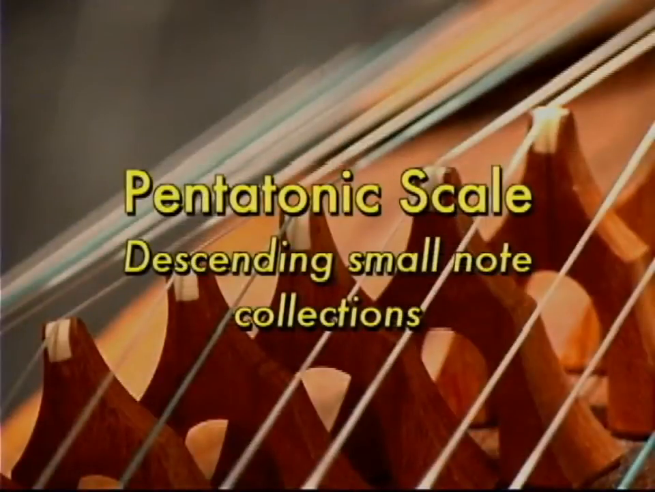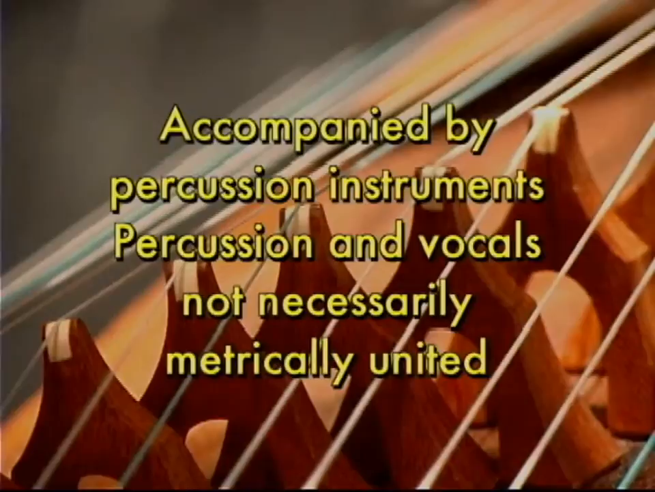Our old friend, the pentatonic scale. Here it is, the very first time. We see a lot of pentatonic music in Native American music. Also, within that, descending small note collections, 1 or 2 notes that start high and go lower. See that descending small note collections a lot. Accompaniment by percussion instruments, rattles and drums, happens frequently in this music.